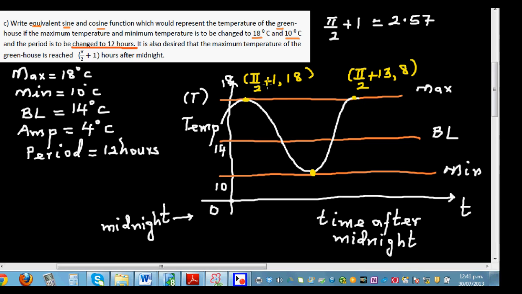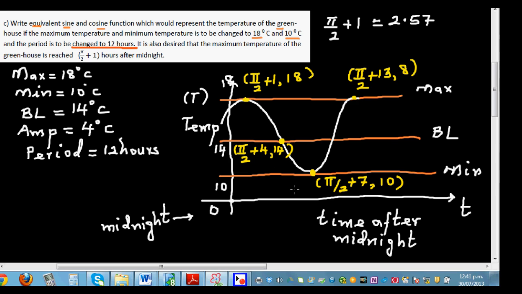So after 12 hours, it will be pi by 2 plus 13. This would be halfway between, so this is 6 hours. The coordinate would be pi by 2 plus 7, you add 6 hours, which is half the period, comma 10. We also need to write the coordinate of this. This is a quarter cycle, and a quarter cycle is 3 hours. If you add 3 to this, it would be pi by 2 plus 4, comma 14.